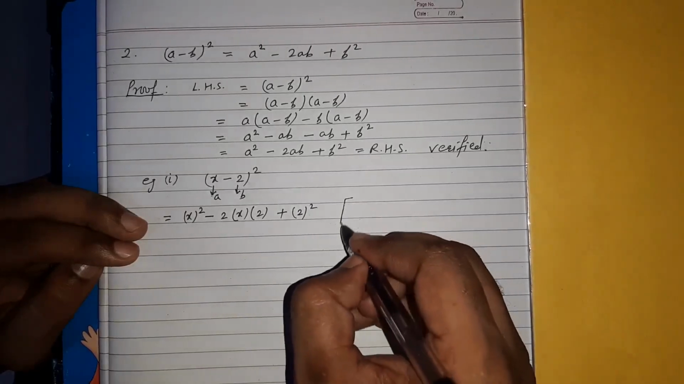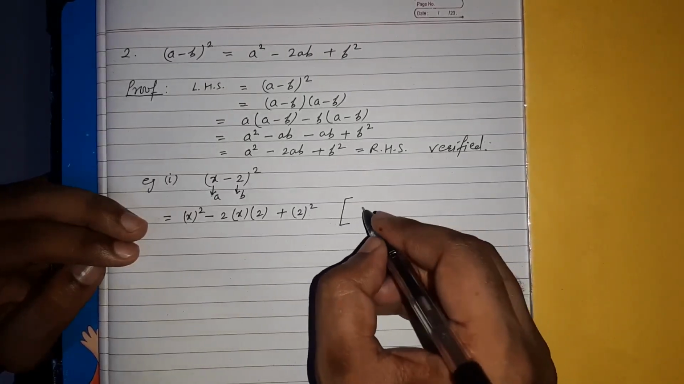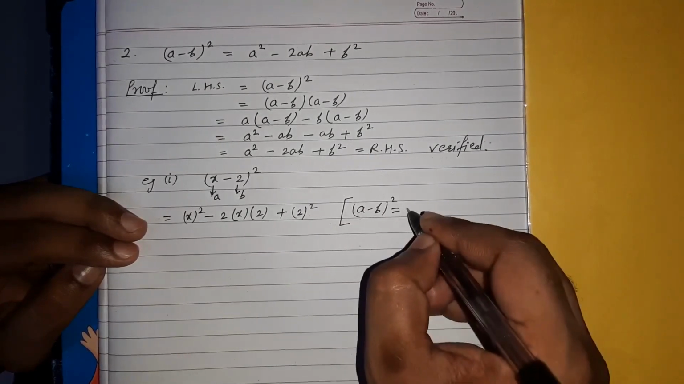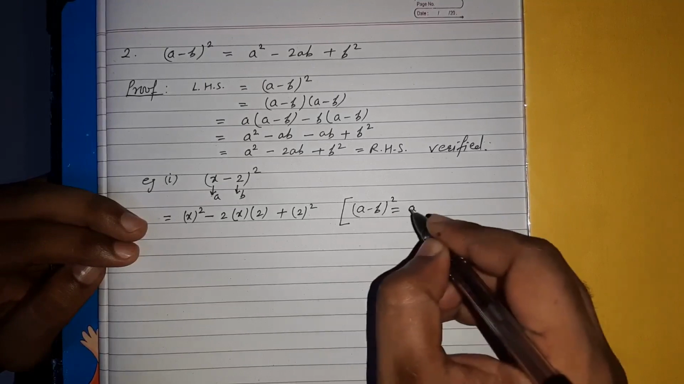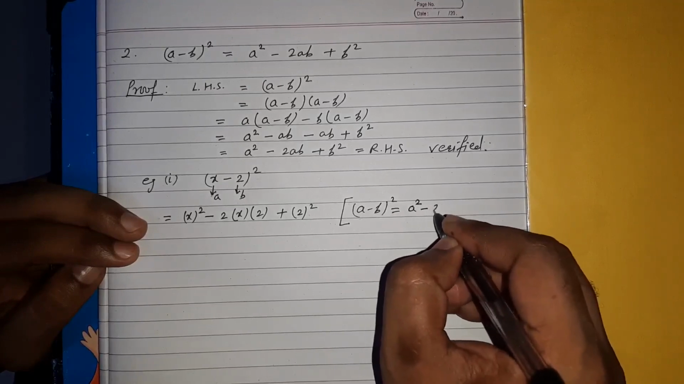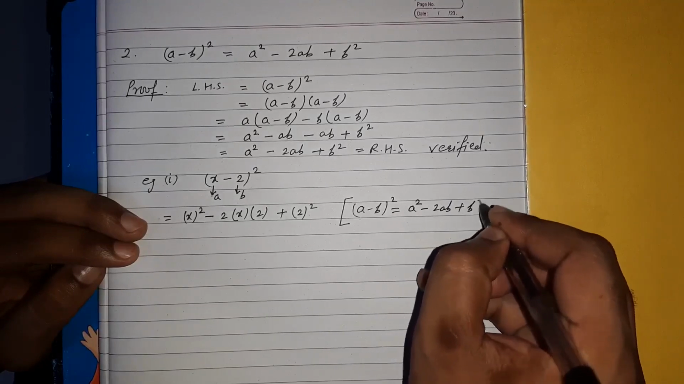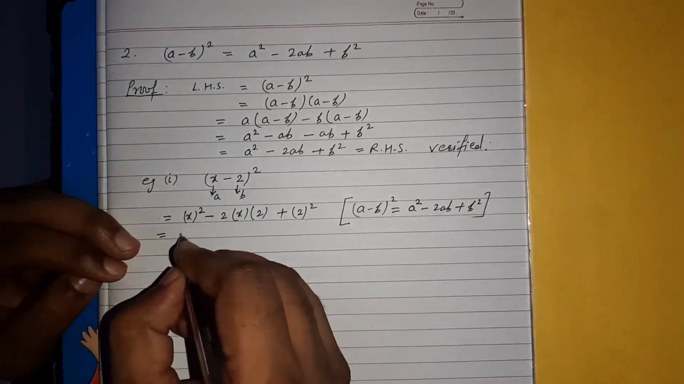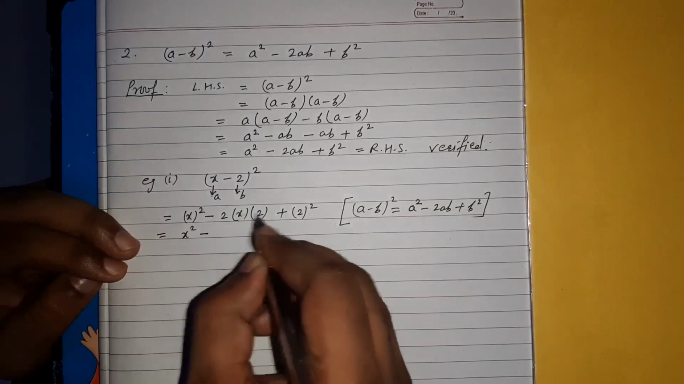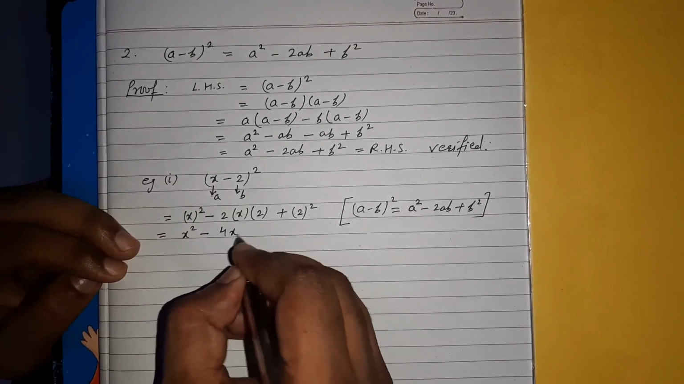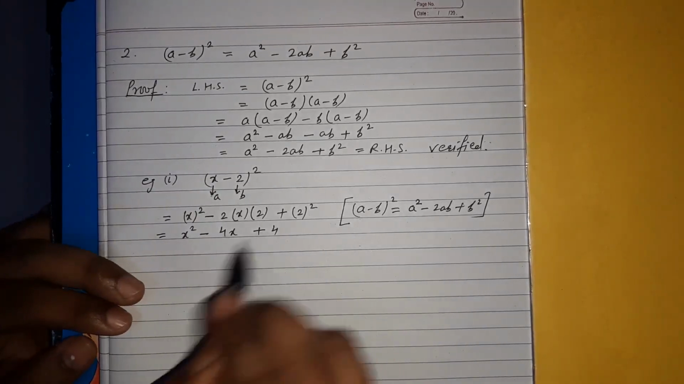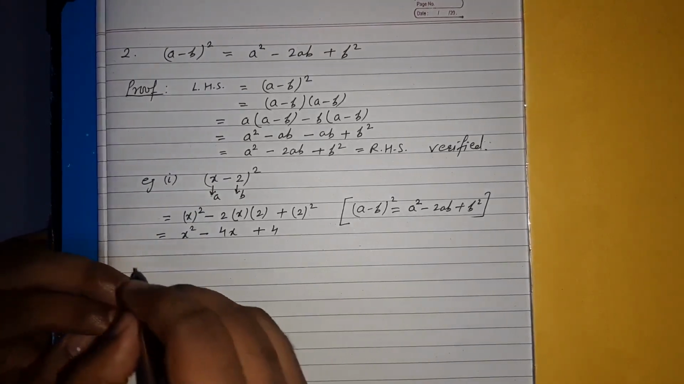Okay, and here we have used the identity (a minus b) whole square, so we can write here the identity (a minus b) whole square is equal to a square minus 2ab plus b square. Okay, now we will simplify, so it will be x square minus 2 times 4 times x, 4x, plus 2 square, 4. Okay, so this is the expansion form.